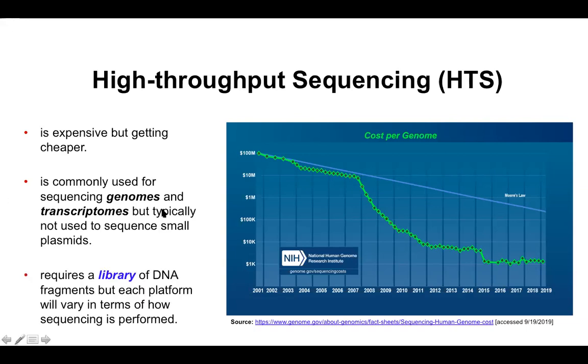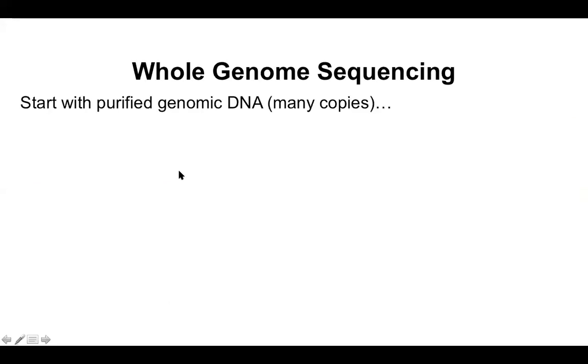It's very exciting. This requires you to make a library of DNA fragments. So again, you're going to take all of the DNA, you're going to chop it up, and you're going to make something called a library. And each platform that we're going to talk about varies in terms of how that sequencing is performed. Okay, so these are the advantages of high throughput sequencing. It has gotten much, much cheaper.